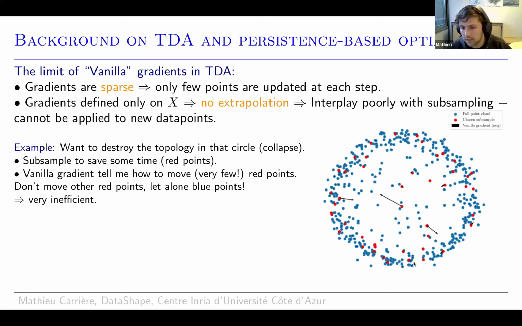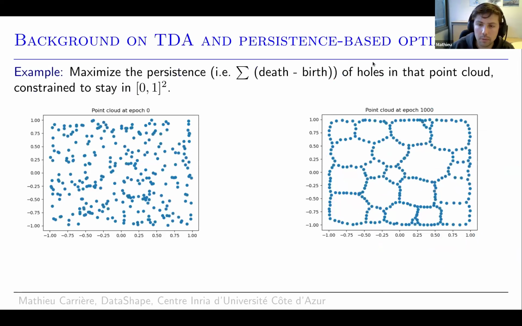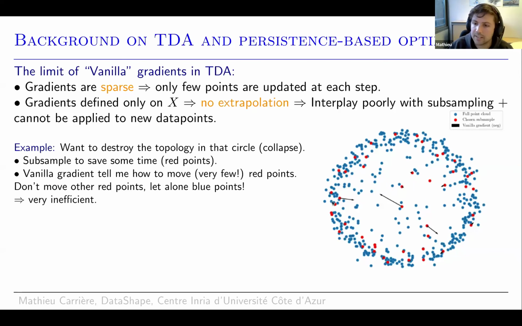And here's an illustration of this. I have this point cloud given by blue points. I first subsample it with red points. And as you can tell, the black arrows are the ones given by my gradient, the gradient of this loss, the total persistence. Except on 4 or 5 points, it's 0, which makes optimization slow and not super efficient.